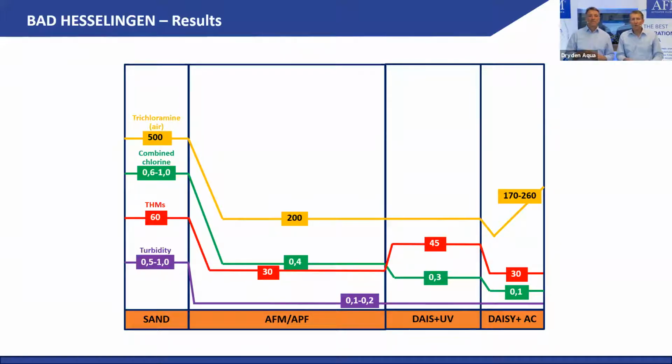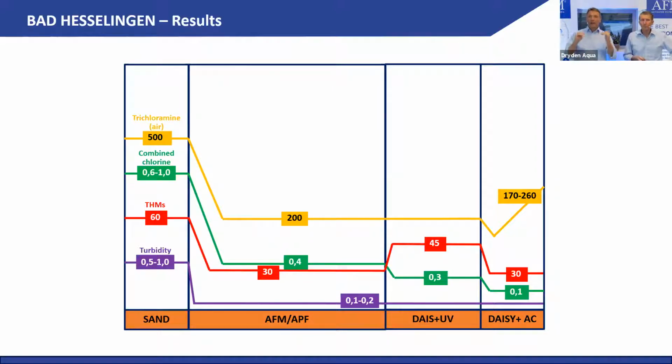Trichloramines, also a significant reduction here to this level. No change with UV, and this is just the statistics. Maybe the pool was a little bit more busy, this is when it was more or less busy. Trichloramine in the air is a little bit more difficult, but really the takeaway from this is DAISY solves everything besides the combined chlorine.